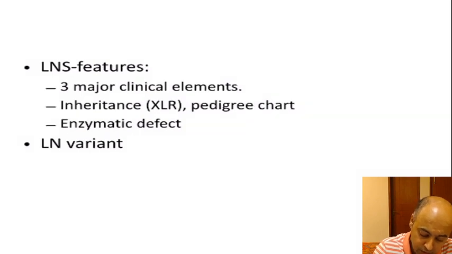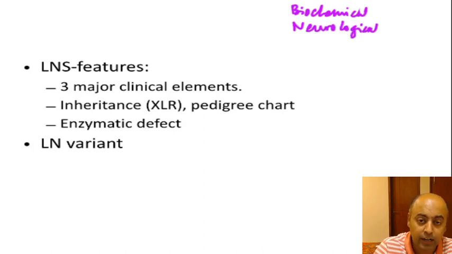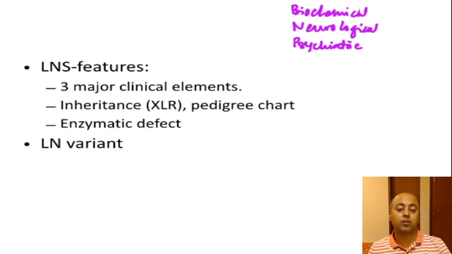The first one is biochemical. Oh, it got deleted. So we have the biochemical features, the neurological features, and lastly, we said the psychiatric features. We mentioned these points.